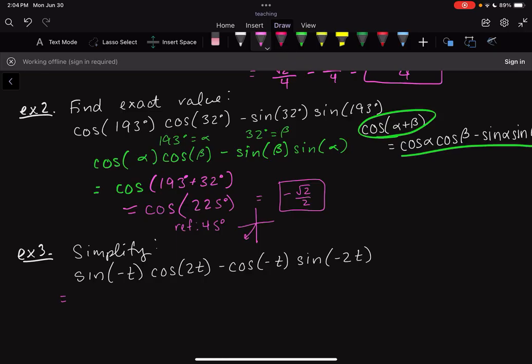So first I want to remind you about even and odd identities. Sine is an odd function, which means if you have a negative in the parentheses, that negative can move out to the front. Cosine is an even function, meaning the negative can just go away. So if I use those identities, first I'm using even and odd identities. I'm going to pull this negative out to the front. This is getting left alone.